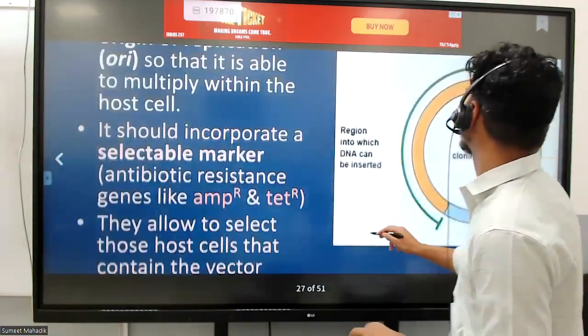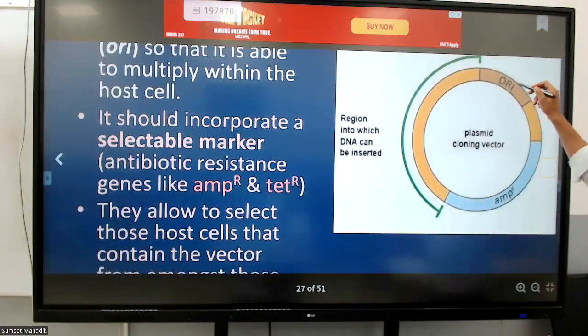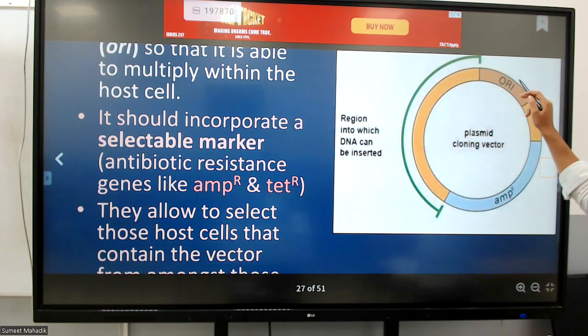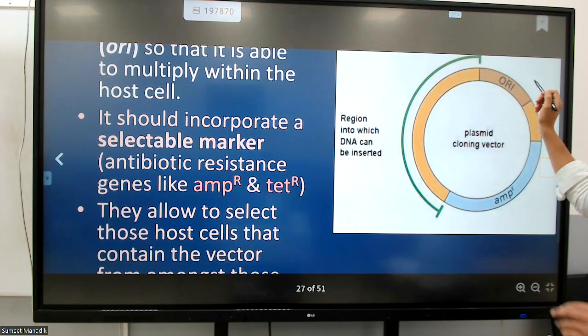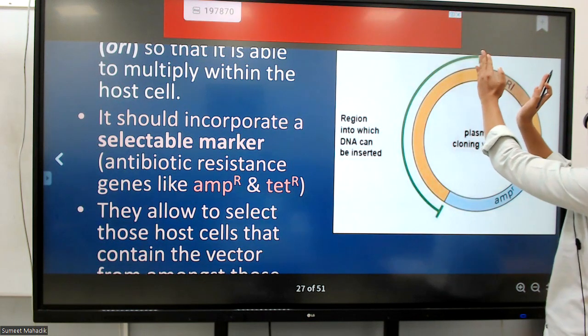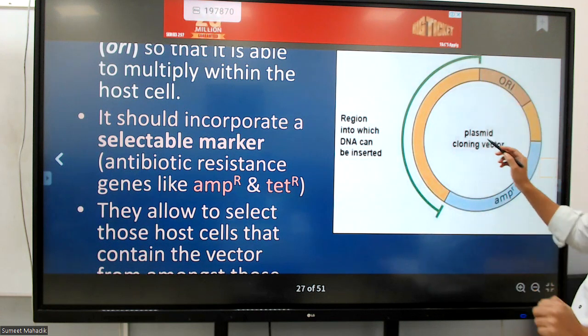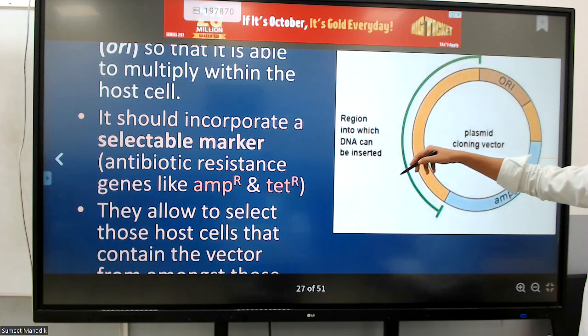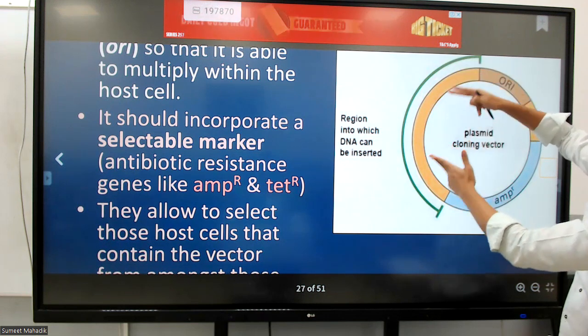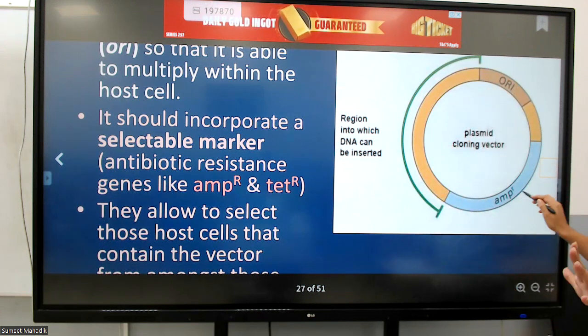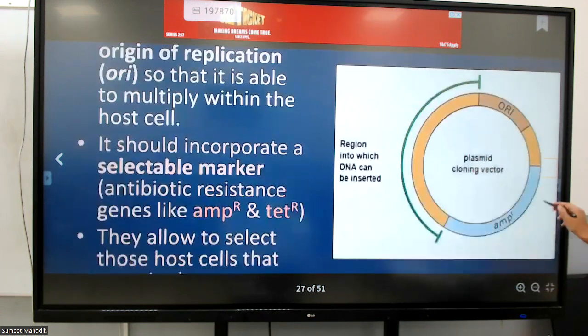So this is the ORI, from the origin the replication will start. You can't do anything with this, otherwise it is a problem. This part you should not do anything with because the origin of replication is there. Then the region into which DNA can be inserted. This is the region. You can cut open here anywhere. This you can't change because antibiotic resistance is there.